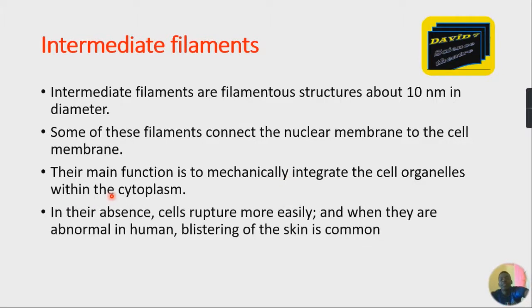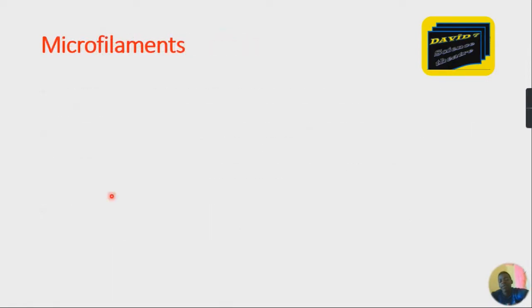And if they are absent, cells will rupture more easily. And when they are abnormal in humans, you'll find the skin having blisters, okay? That's how we see that the intermediate filaments are damaged.